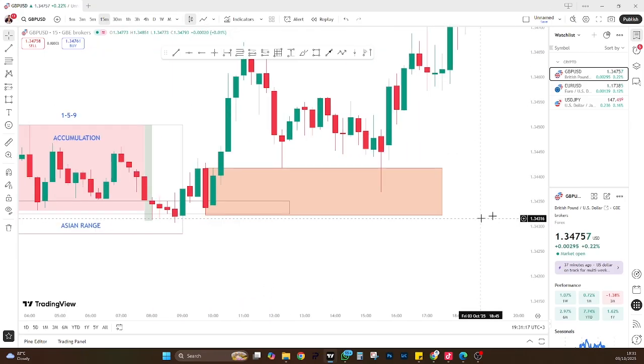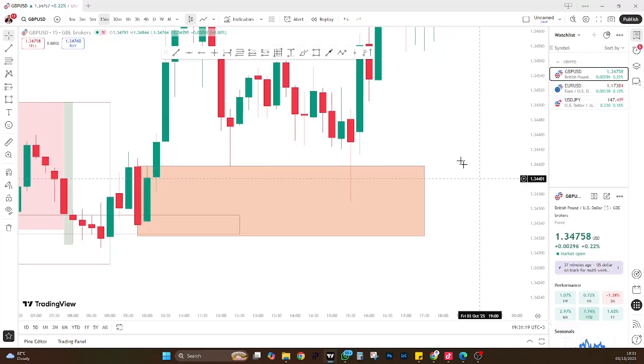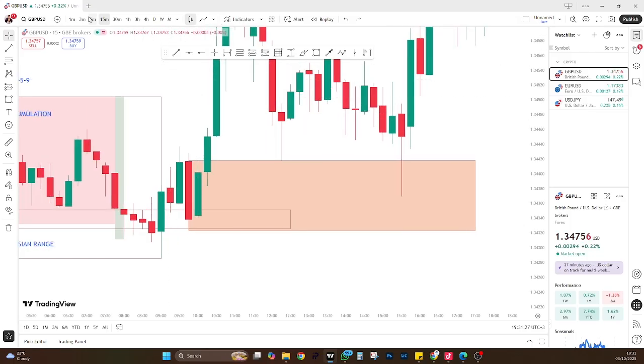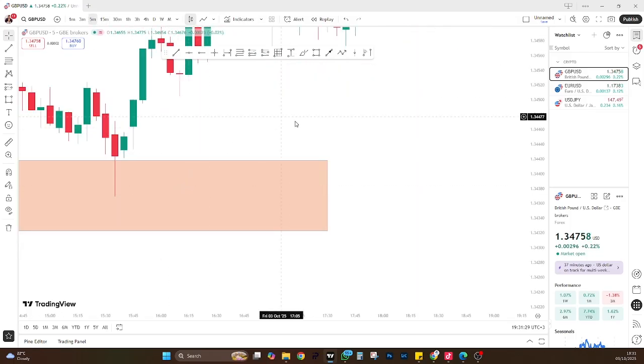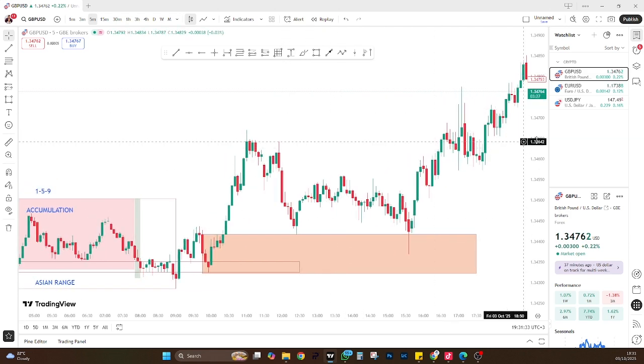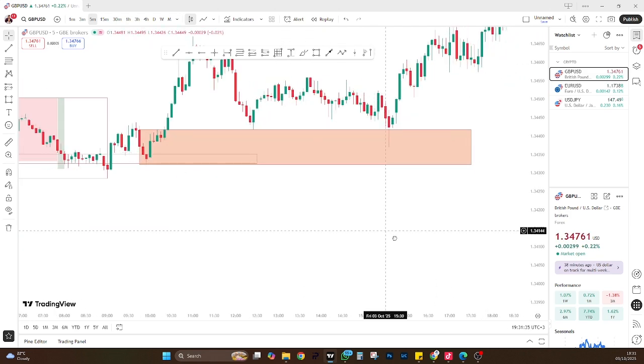Can you look at this? Where did the market retrace to? It retraced to our last order block. So if you want to refine our order block here, let's say you want to refine our order block.